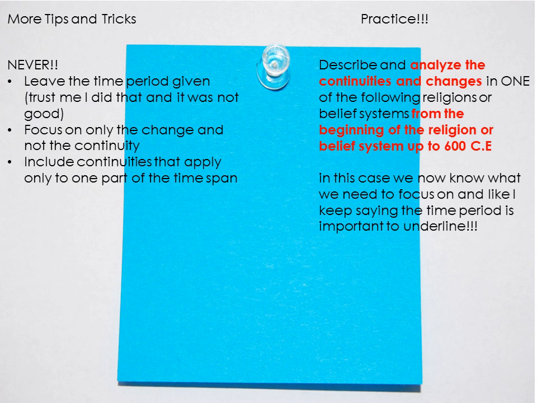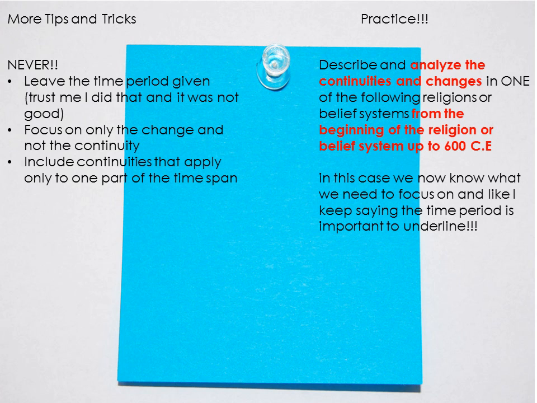Continuities need to be all around. Change needs to be all around. So here's a practice. Describe and analyze the continuities and changes in one of the following religions or belief systems from the beginning of the religion or belief systems up to 600 CE.